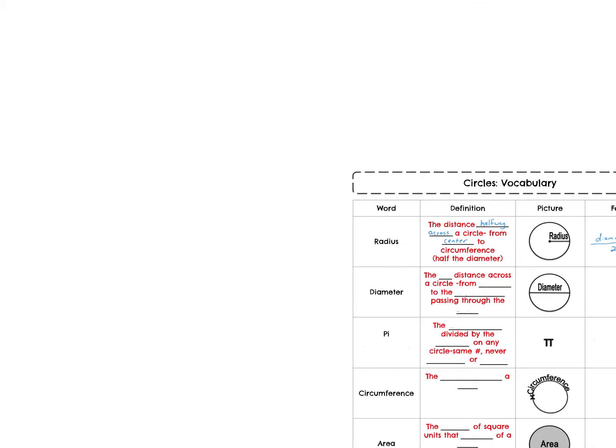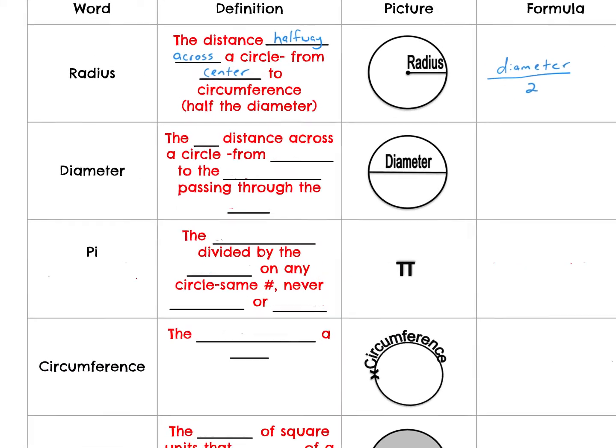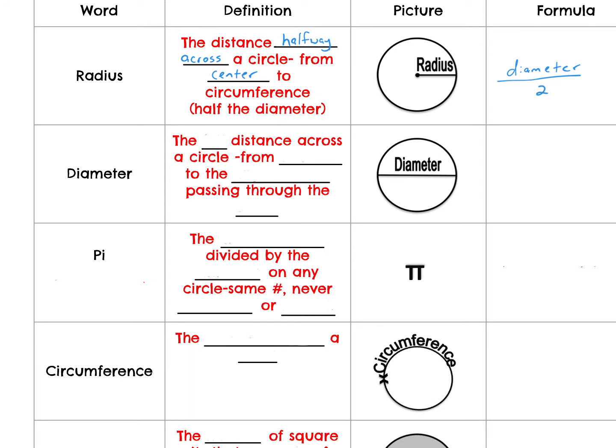Okay, let's take a look at diameter. Diameter is the full distance across the circle, going from one side to the opposite side. You really need to make sure you're passing through the center.